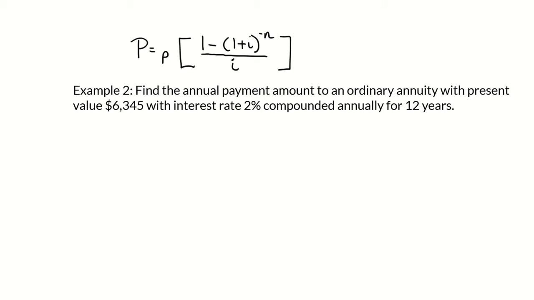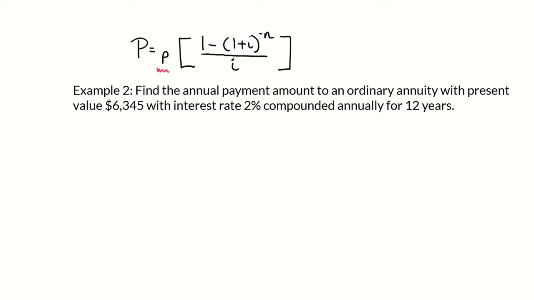Example 2: find the annual payment amount to an ordinary annuity with present value $6,345 with interest rate 2% compounded annually for 12 years. So in this example, we are looking for small p.